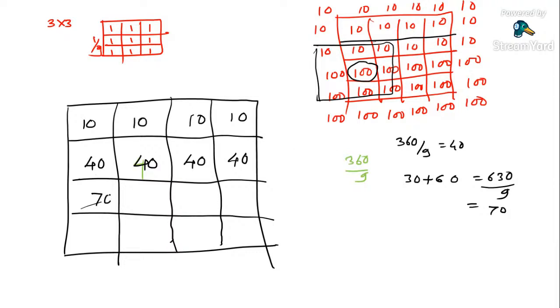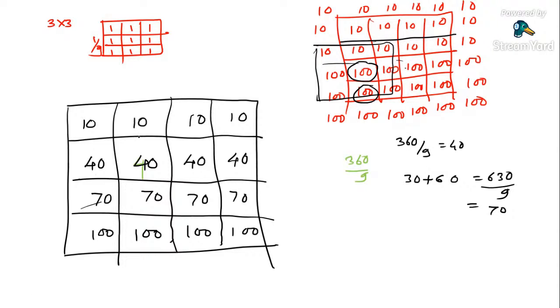Then again this mass will be shifted to the next location. Again the same, 10, 10, 10, 30, and it is 630, which means it will be 70. Then again it will be shifted, and again it will be 70. Now the next position is this one. So what will be the answer? 900 by 9, so 100. Then 100, then 100, now 100.